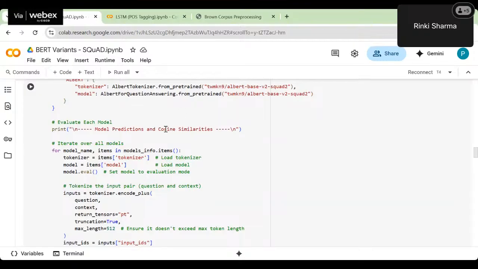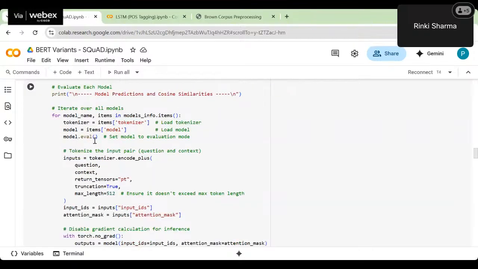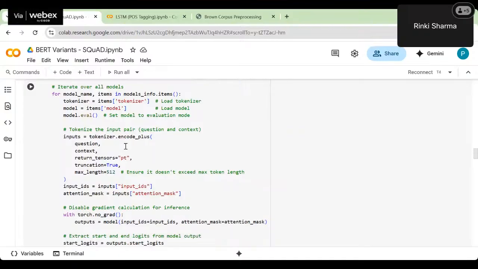So as a model is providing us the embedding, we can easily calculate cosine similarity. For the evaluation part, we calculate cosine similarity between the ground truth that is in the data set and the predicted answer by the model. So we load all our tokenizers and all our models and set the model to the evaluation mode.